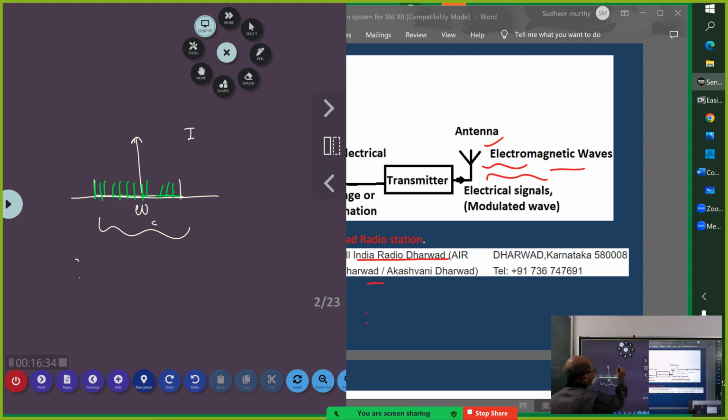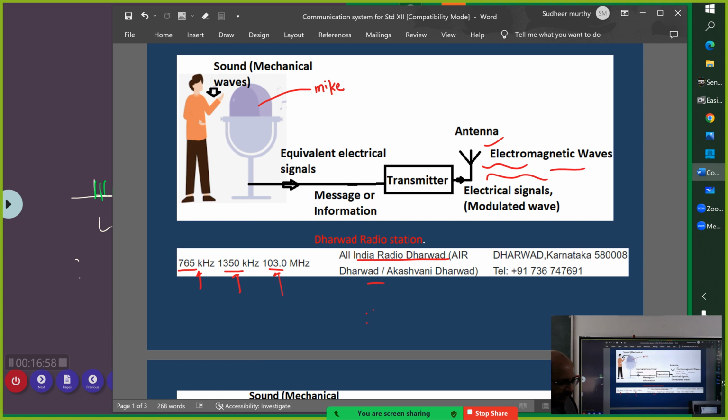The intensity is proportional to amplitude squared, and you can even get the power of the wave from this intensity. So the government of India or the telecom department will also allocate a particular power of transmission to every radio station, television station, whatever. Okay, so this is diagram number 1.